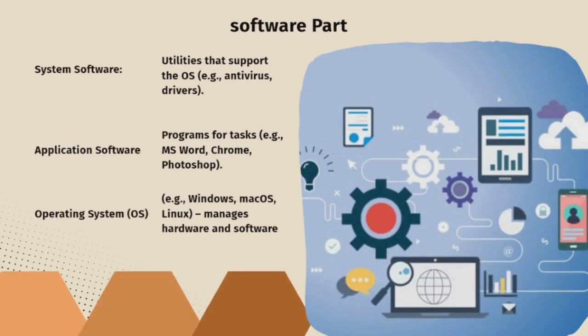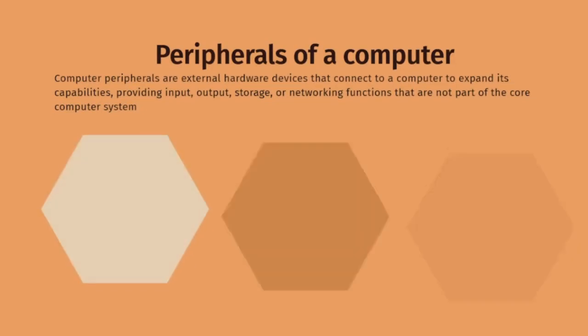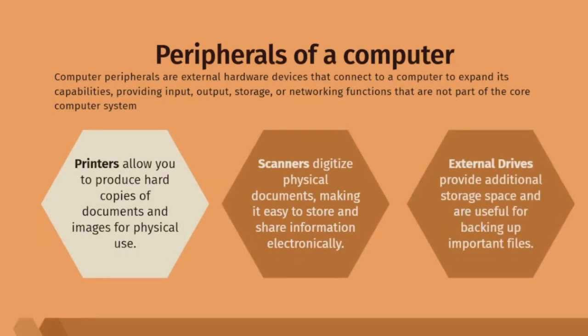So we move on to the software part, where you have the system software, application software, and operating software. The system software consists of the utilities that support the OS. For application software, you have Chrome, Microsoft Word, Photoshop, Adobe, all the application software you can ever think of. For operating systems, you have Windows, Mac, and Linux. So these are the parts of computers: the software and the hardware.